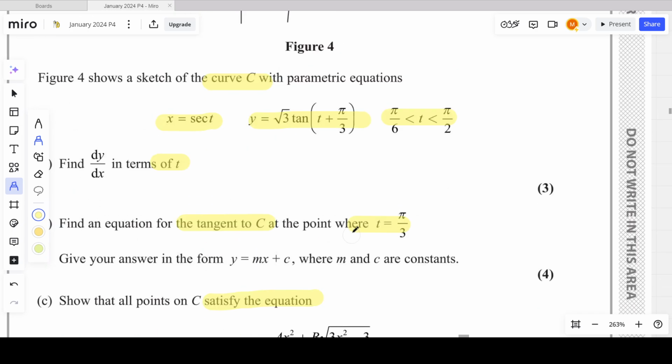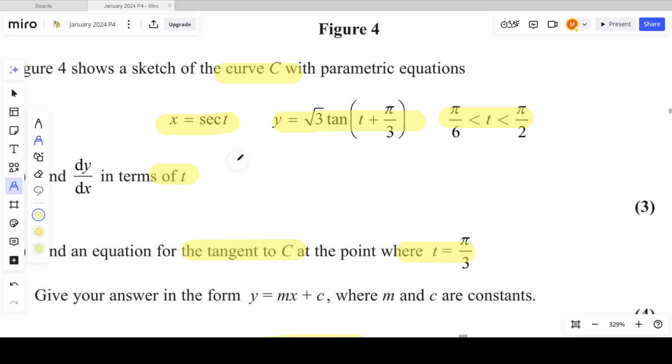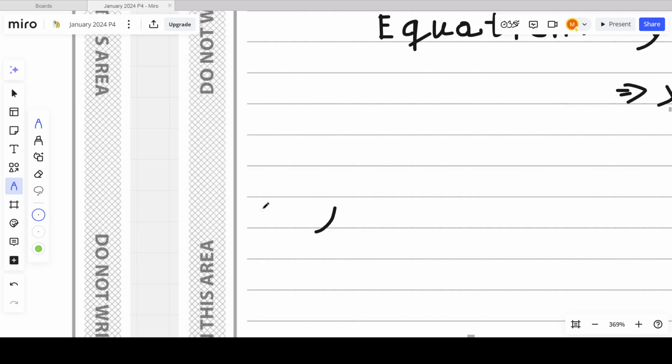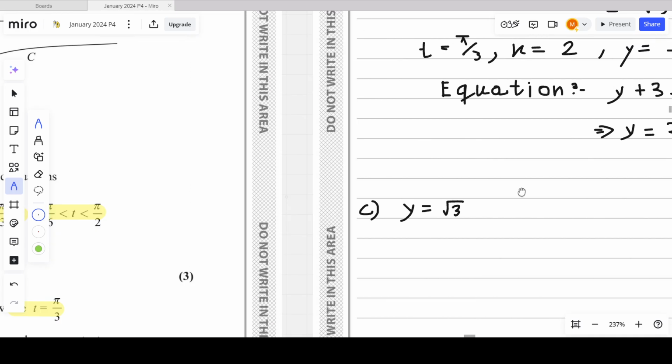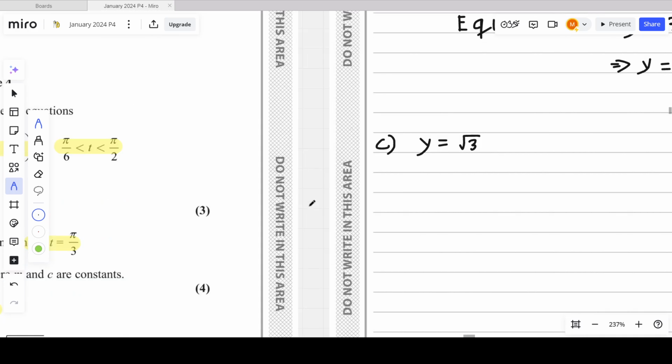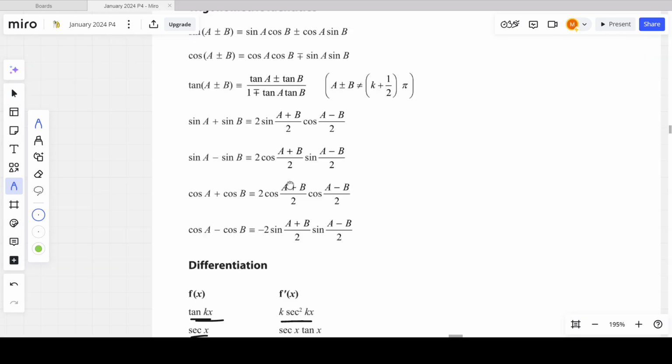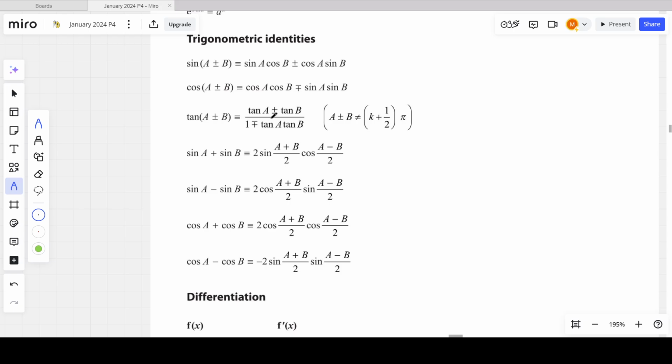Okay, so we need to eliminate t from here. For eliminating t, at first, try to expand the parameter y. So parameter y for part C is given as what? Square root of 3 tan of t plus pi over 3. So use the double angle formula, given in the formula booklet. Use that formula, tan A plus tan B over 1 minus tan A tan B.